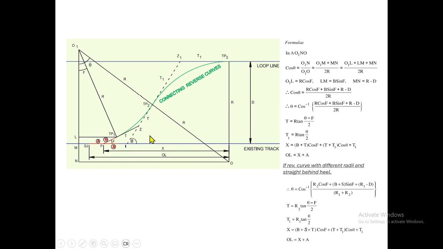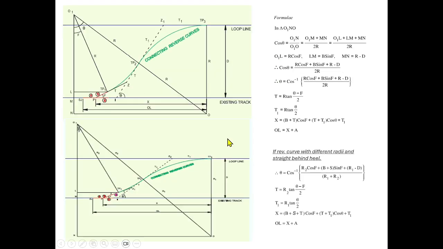The distance x is equal to this, this is one triangle. That means b plus t, then b plus t cos f, then plus t cos theta. You will be able to get this distance. You can mark this TP2, and from here we can change the direction of the curve. This is the way to do it.